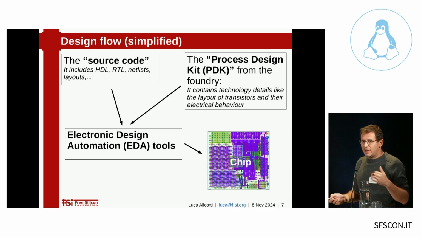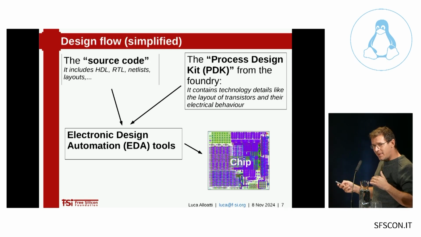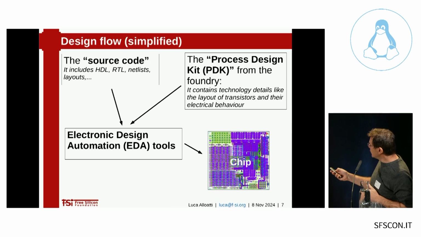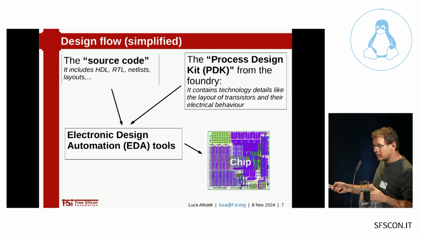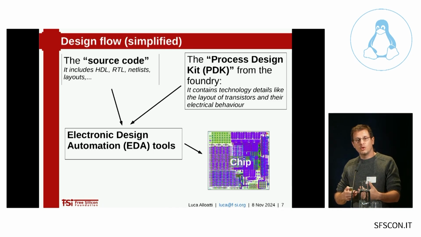Now, I want to convince you that it's not enough to think of open source alone when it comes to open source silicon chip. You need also other elements to be open source, and these are the so-called PDK and the EDA. So when you make a chip, you basically need, first of all, to decide to which foundry you're going to fabricate this chip.